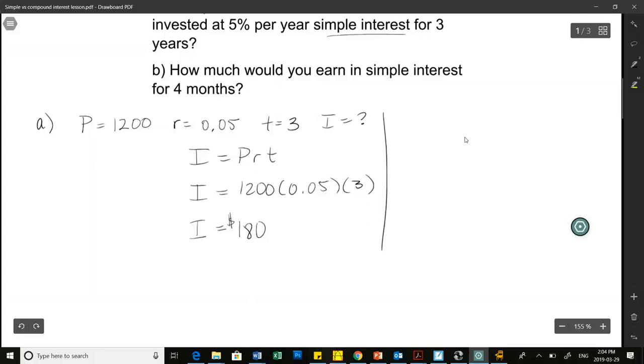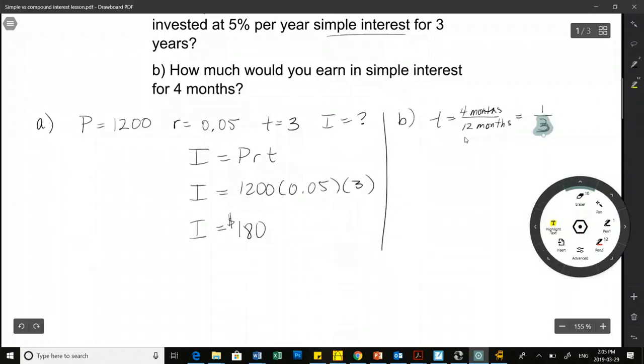Okay, part B asks about the scenario that Karen just asked me about, which is how much would you earn in 4 months? Keeping in mind that we need T in years. The only thing that changes here, P and R are the same, but T is going to be, I can switch this into years by dividing 4 months by 12 months to get the fraction value of the year. So I would just enter this in rather than finding a decimal. Let's just enter it in as 1/3.